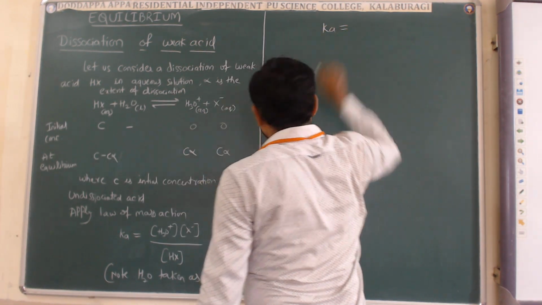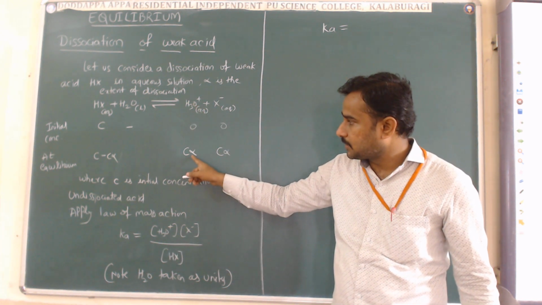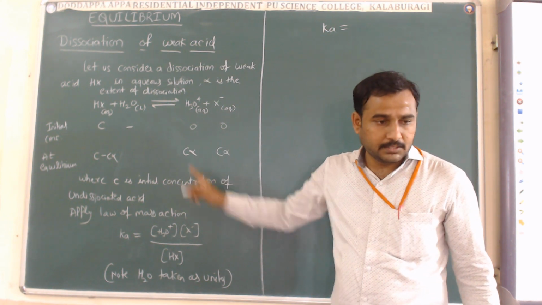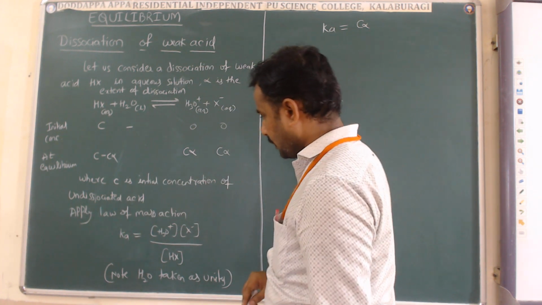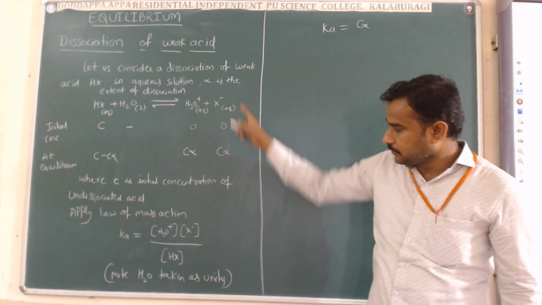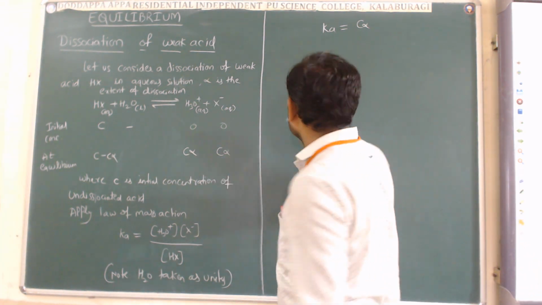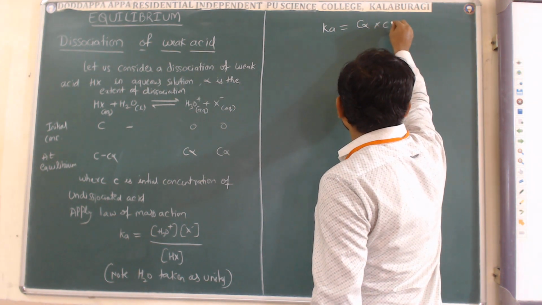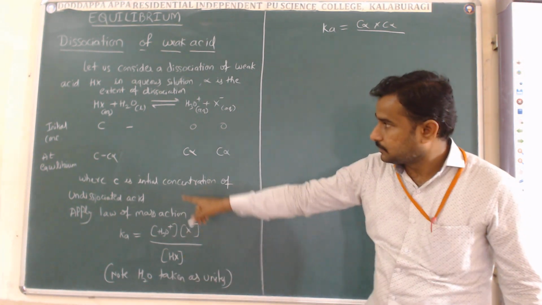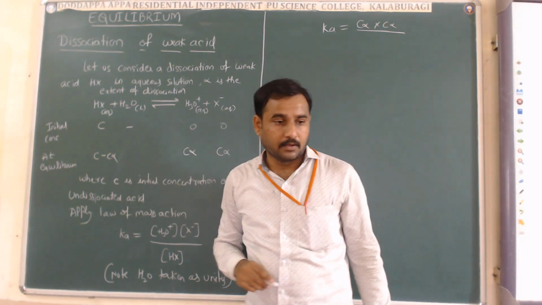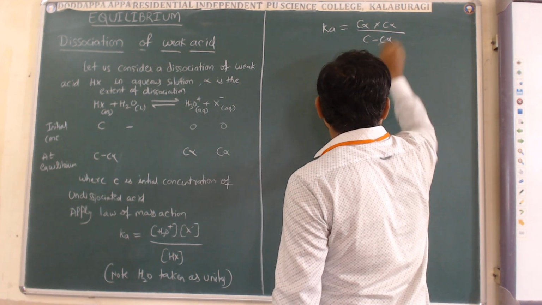Ka is equal to H3O plus. At equilibrium, the concentration of H3O plus is C alpha. Next, X minus, the concentration is also C alpha. Then divided by HX, whose value this time is C minus C alpha. So Ka is equal to C alpha into C alpha divided by C minus C alpha.